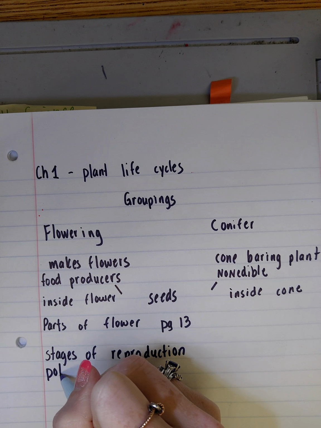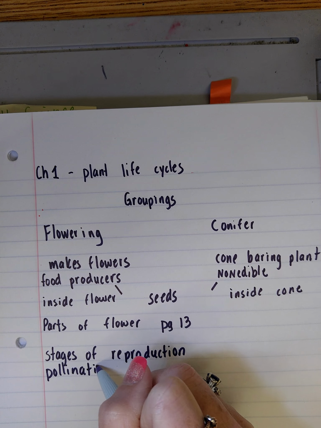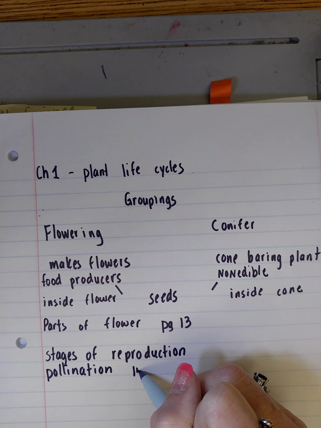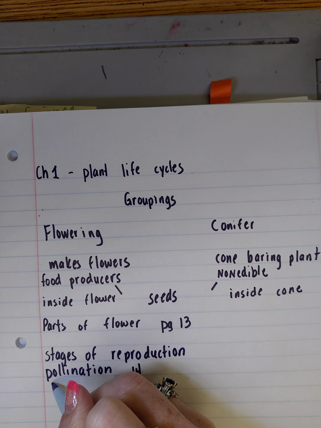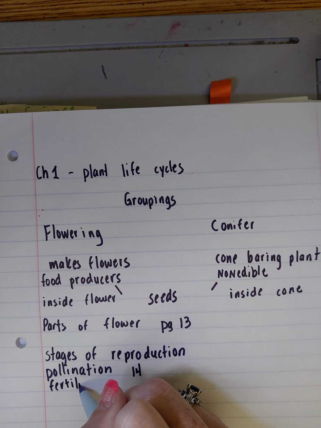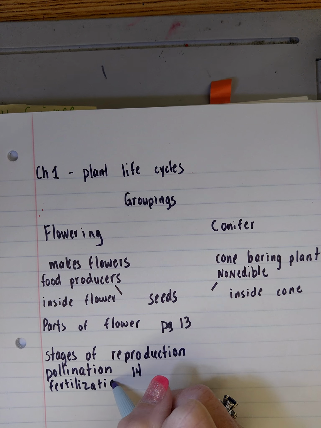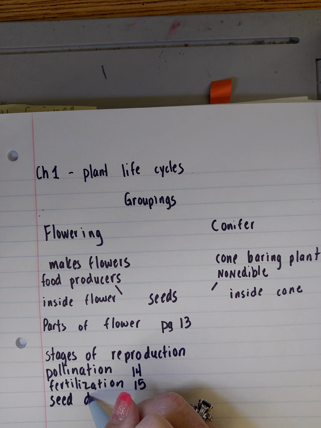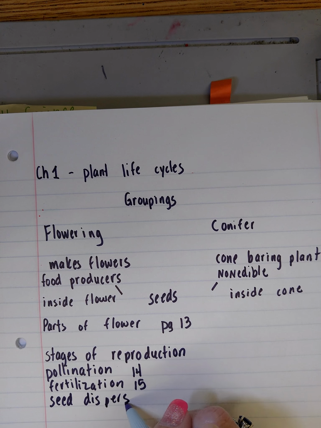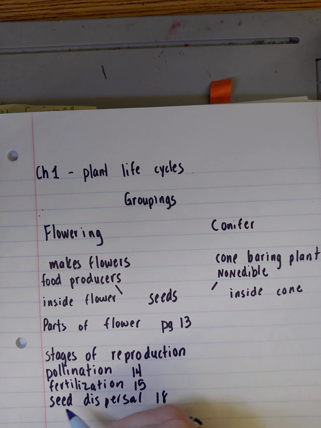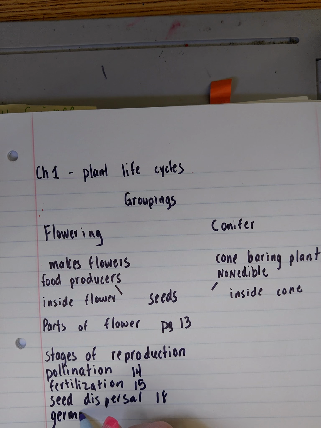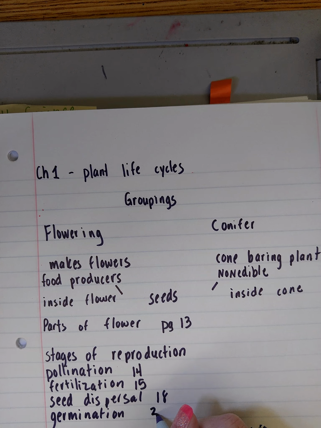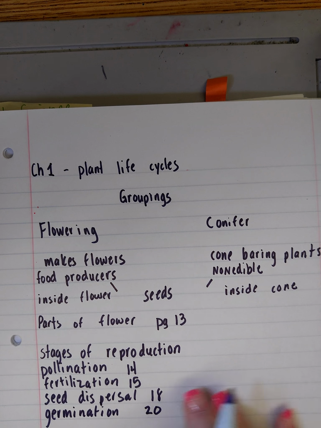They need to know pollination, which is on page 14. They need to know fertilization, which is on page 15. They need to know seed dispersal, which is on page 18, and germination, which is on page 20. They need to know these.